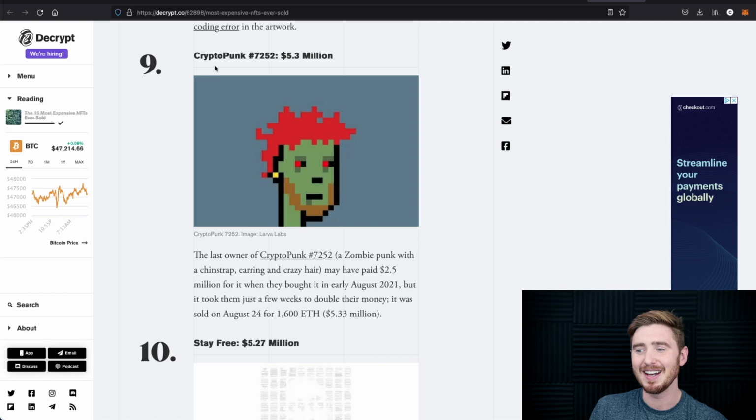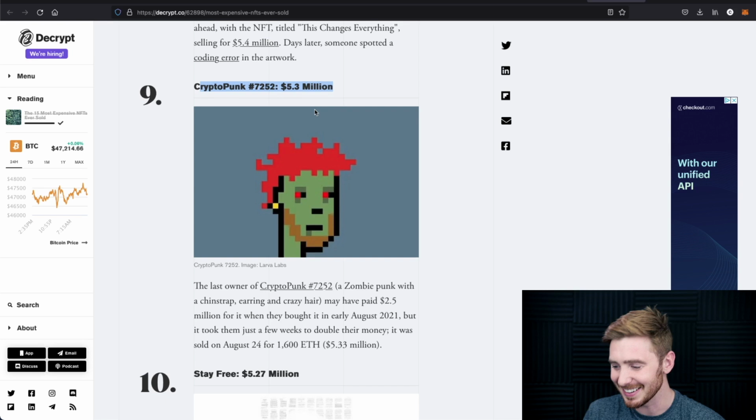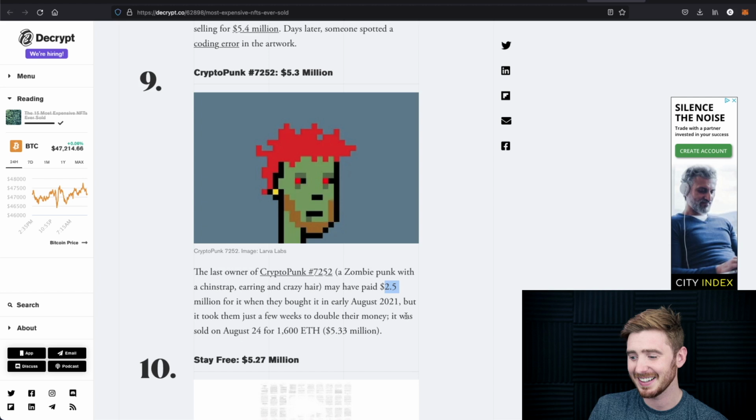So number 9, CryptoPunks, again, $5.3 million. So this was actually a little bit different to the other CryptoPunks. Someone bought it for $2.5 million, and just a few weeks later, they doubled their money to $5.3 million. What an investment that was. A great return on their money.